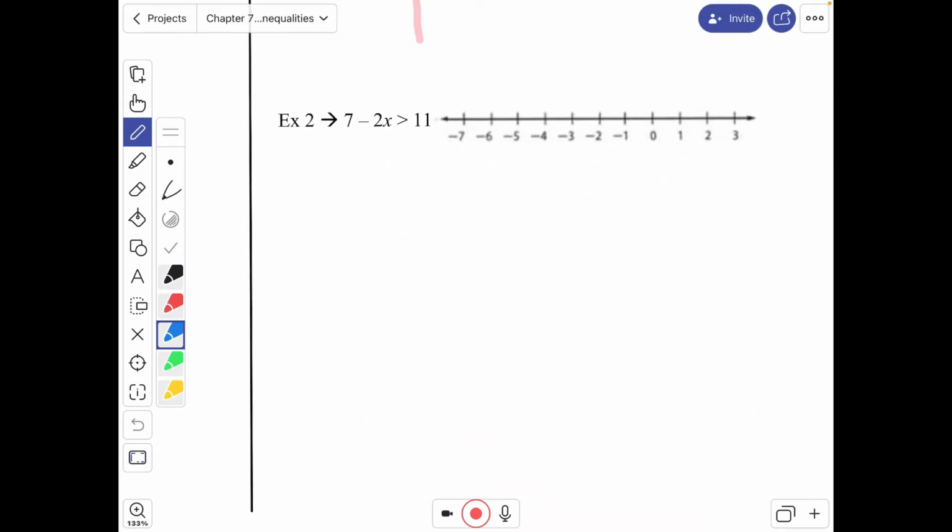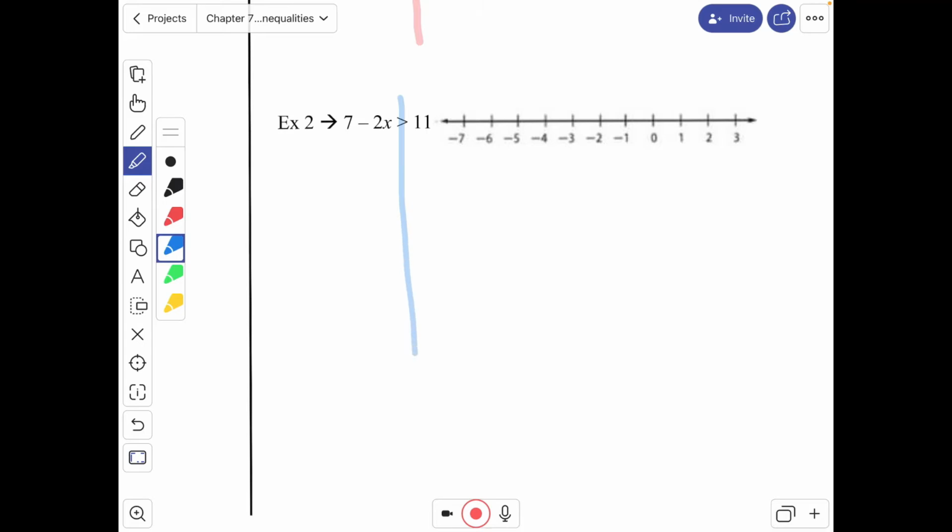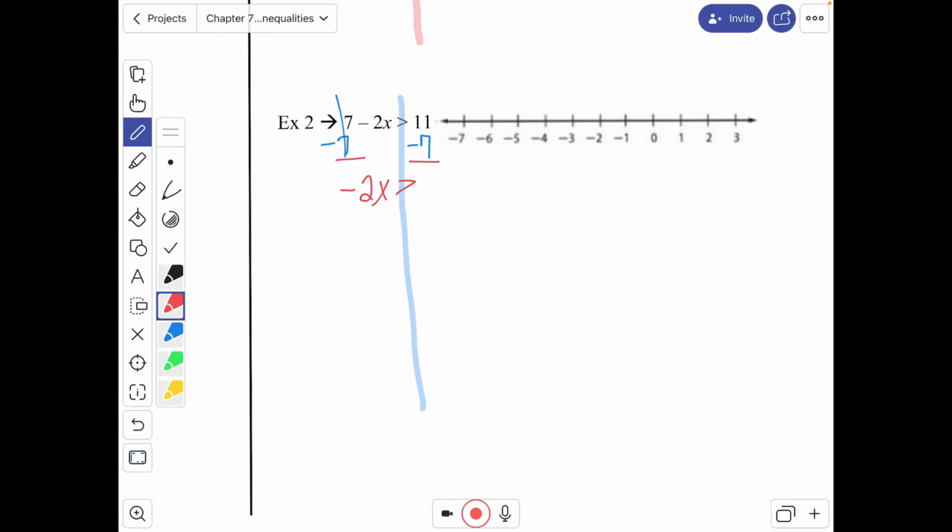Okay, example 2. 7 minus 2x is greater than 11. Okay, so we're going to undo the 7 first. The opposite of 7 is negative 7. When I do that, on the left side, they cancel, and all that comes down is negative 2x greater than, and 11 minus 7 is 4.